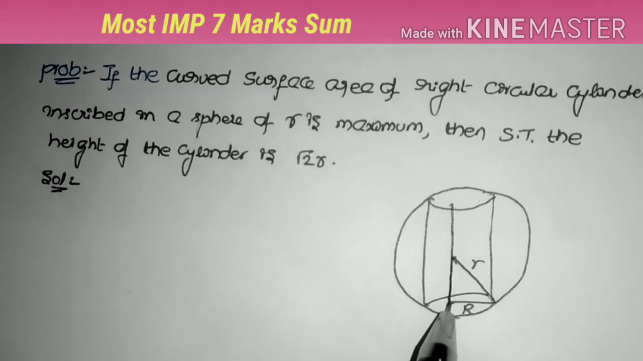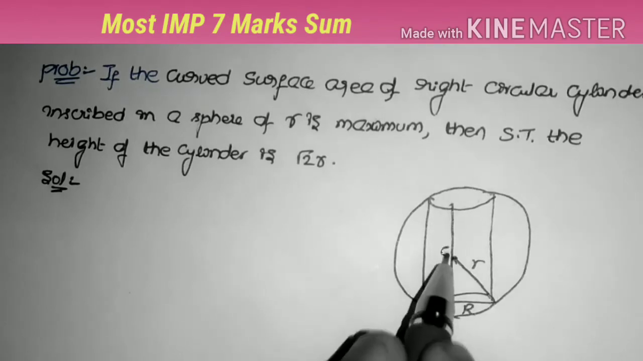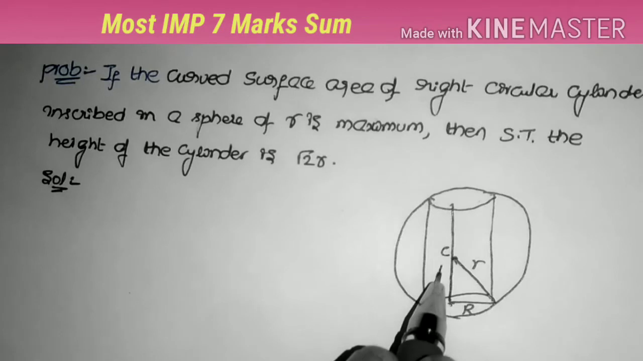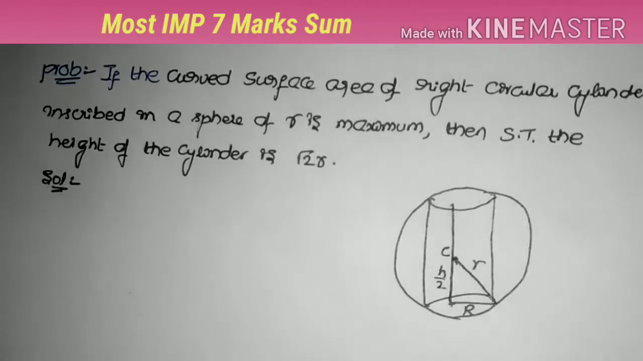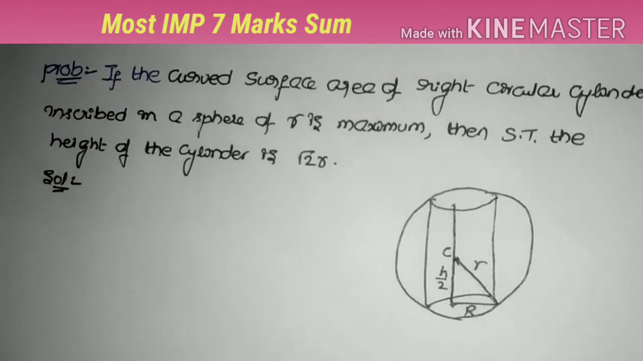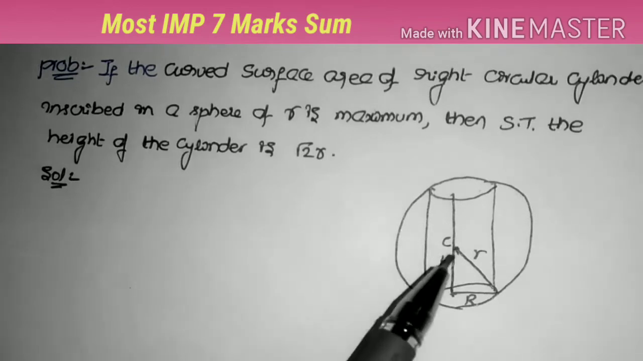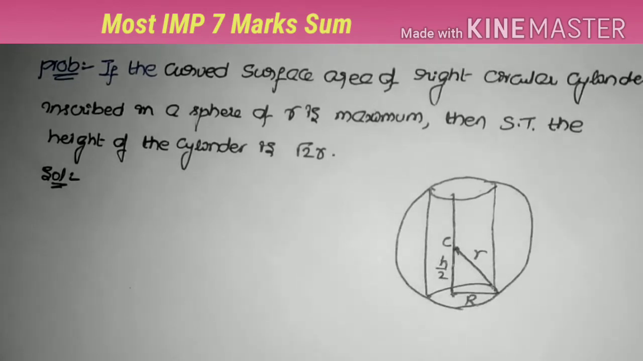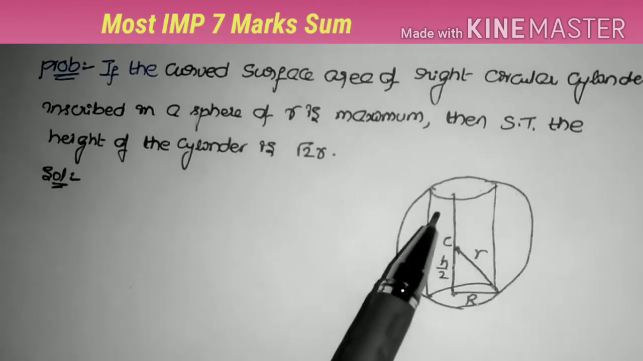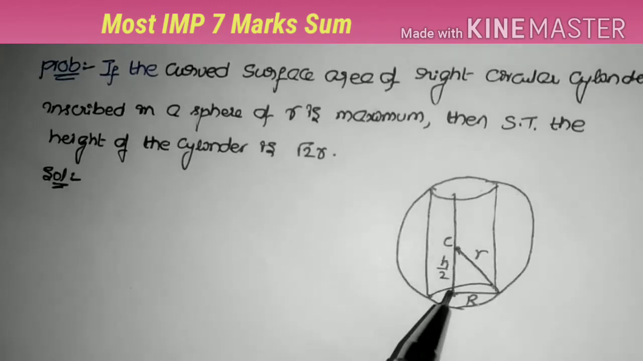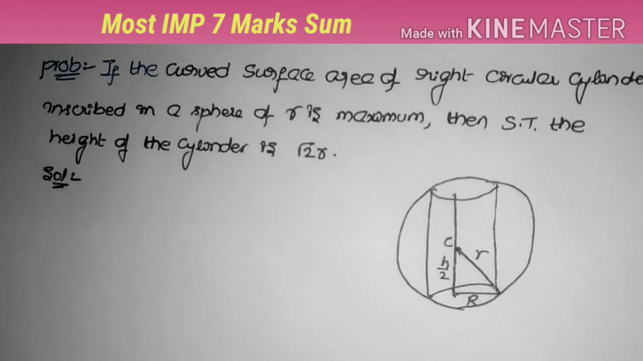Then what is this value? This is the center of the sphere. So this value is half the height, that is h by 2. This diagram is very important, and one mark is given in the examination for this diagram. What is the given data? r is the radius of the sphere, capital R is the radius of the cylinder and h is the height of the cylinder, so this half is h by 2.